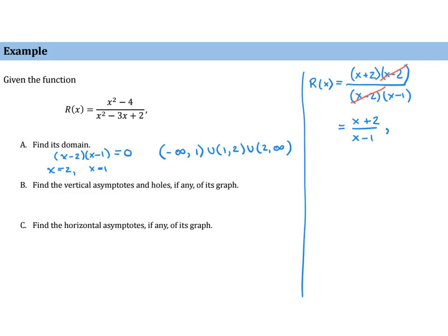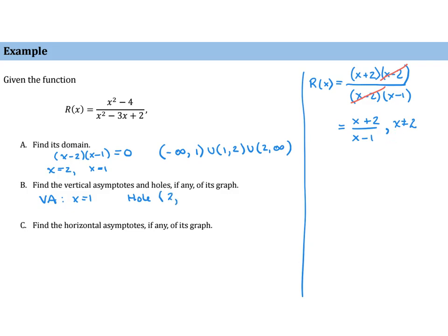Now, that's as long as x minus 2 wasn't 0. If x minus 2 were 0, then we couldn't have canceled. So r of x can be simplified to this, as long as we're not talking about x equal to 2. So now, this means that we have a vertical asymptote that corresponds to the denominator, x minus 1. So x equals 1. And then we have a hole at 2 for the x value.